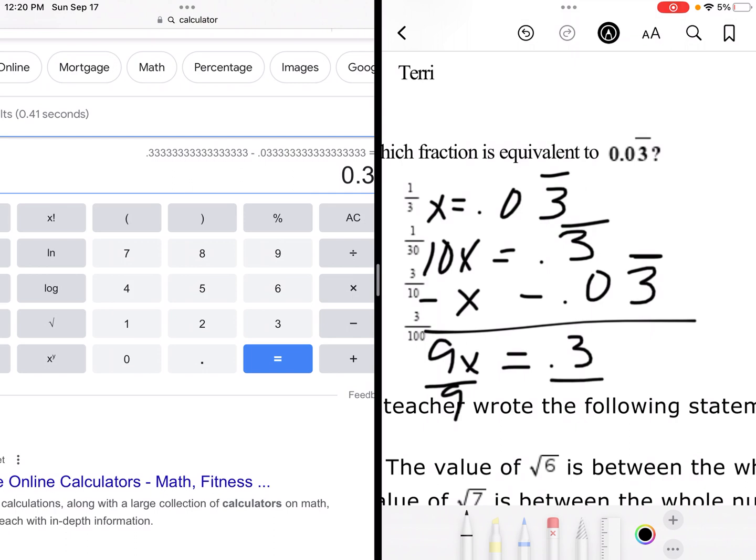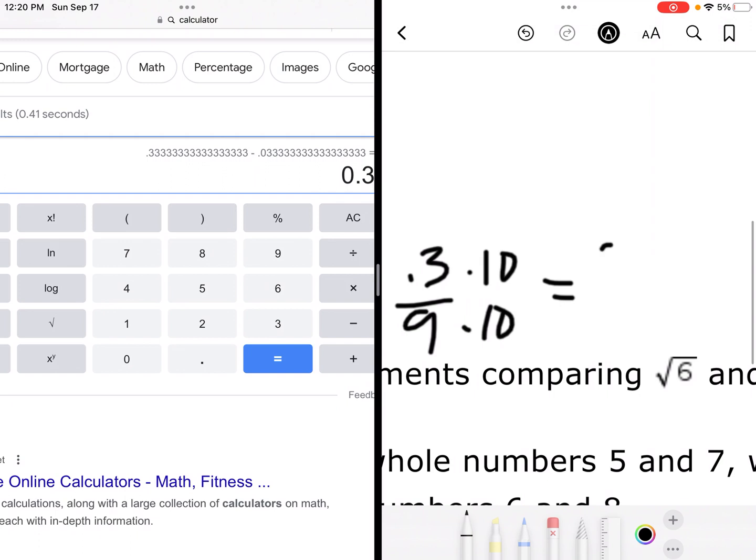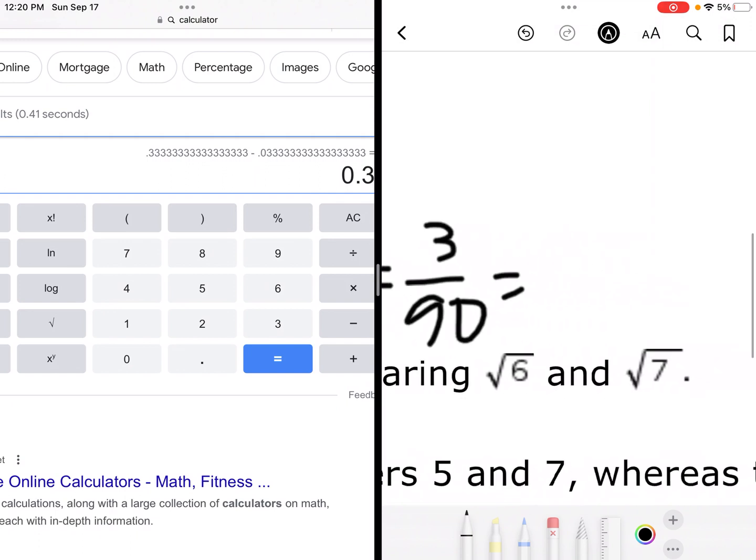Divided by 9. So then we end up with x equals 0.3 over 9. So we have to multiply by 10. So we end up with 3 over 90, which works out to be 1 over 30.